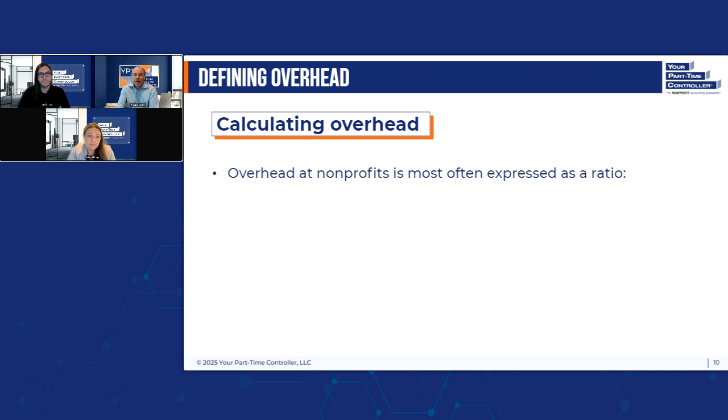So when we're calculating overhead, a term that is often mentioned is the overhead ratio, and that's used to express the level of overhead that any particular organization has. It calculates the percentage of support services to all the costs of the organization. And how do we do that? Well, think about the audited financial statements of an organization or their Form 990. In both of these resources, there's a schedule of functional expenses.